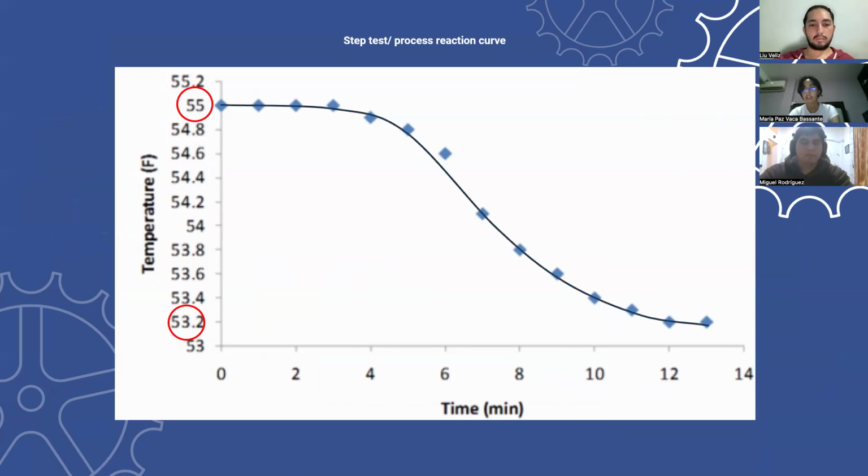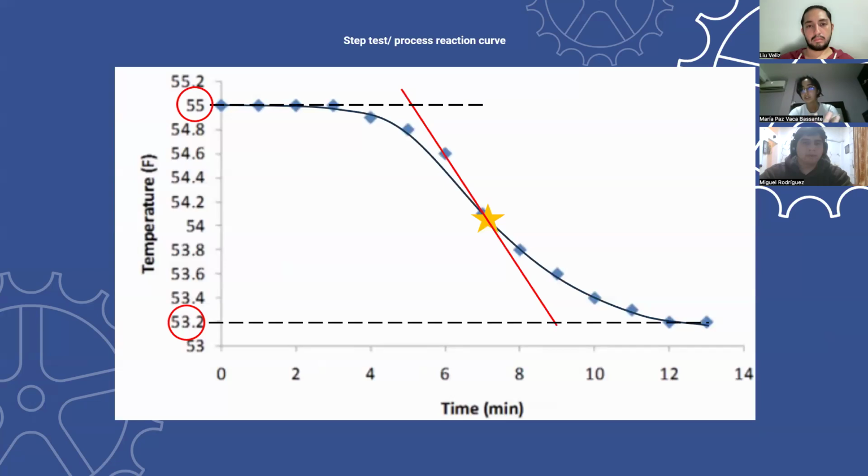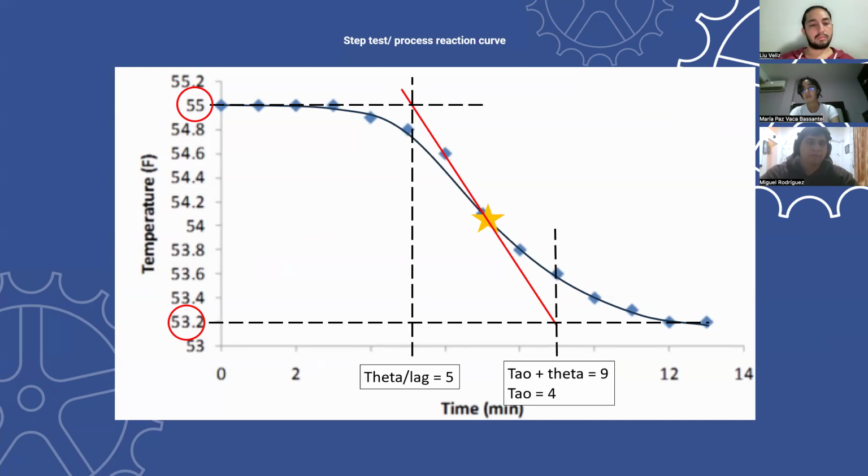First, we identify the inflection point in the process curve, which is shown as the star. Next, we draw a tangent line at the inflection point. Now, we use this line to determine where the curve crosses the initial and final values of the process output. From this data, the dead time, or theta, is found to be 5 minutes, as it corresponds to the time at which the process crosses its initial value. The time constant, also known as tau, is found to be 4 minutes, calculated as the value shown as 9 minus the theta or lag, which now equals 4.